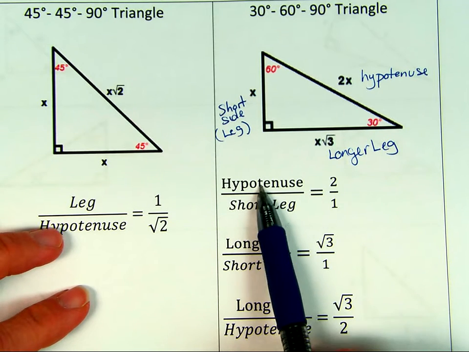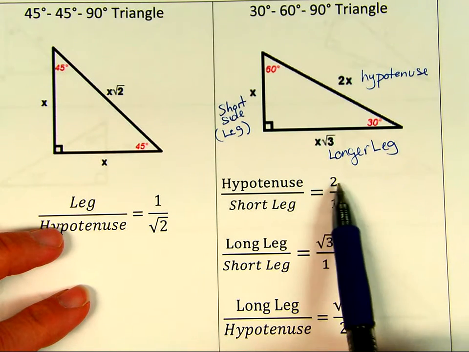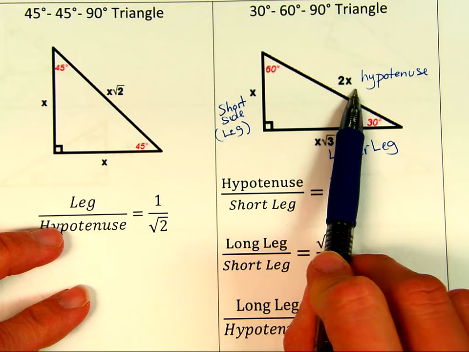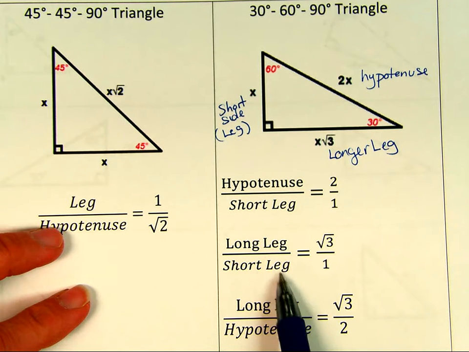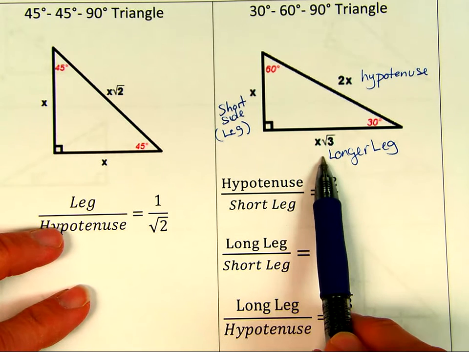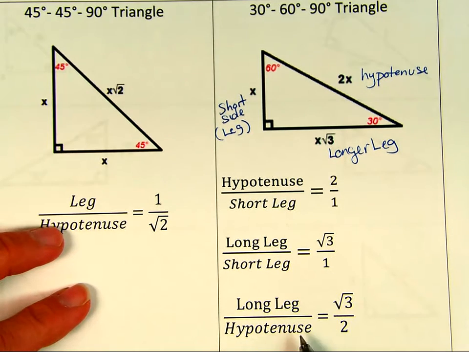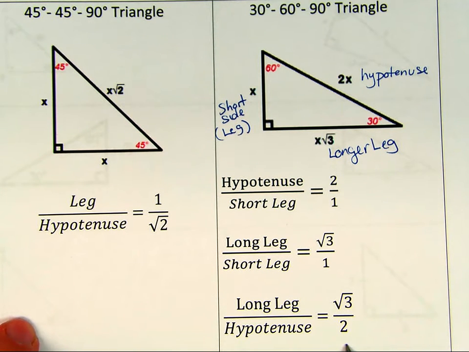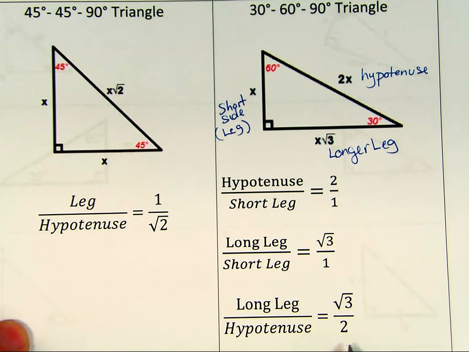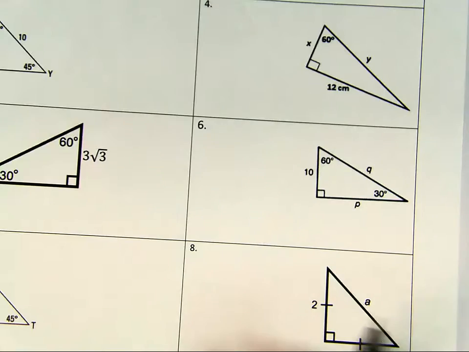So the proportion between the hypotenuse and the shortest leg is a 2-to-1 ratio. That means if you knew this short leg was 3, then the hypotenuse is twice that big, so it would be 6. Between the long leg and the short leg, there's a square root of 3 to 1 ratio. So if you knew this was 3, then this would be 3 square roots of 3. And between the long leg and the hypotenuse, there's a square root of 3 to 2 ratio. So we're going to use those ratios to solve those problems. If you haven't written those down, pause, take the time to write them down, because we're going to use them to solve these other triangles.